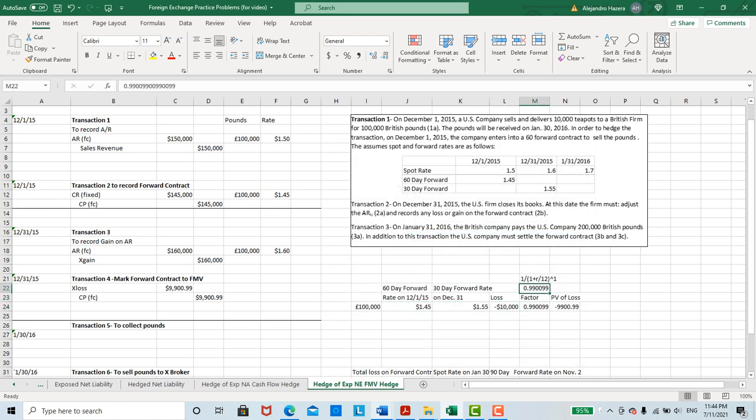Okay, and we're going to discount it back. Now we're discounting it back. R is equal to 12%, like in the last one, 0.12. Okay, and you've got a month to go. You're discounting it back basically from January 30th or 31st, 2016, back to December 31st, 2015. And so the discounted value of that loss is $10,000, or $9,900. So that's the loss.